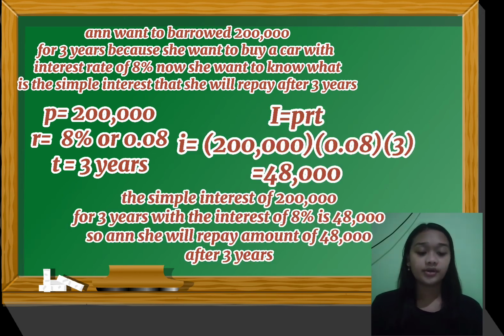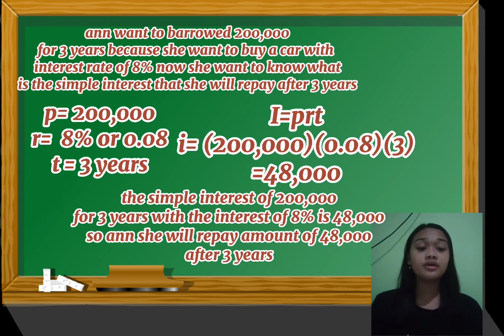Now let's write the formula. I is equal to PRT. So our I, or the simple interest, is the missing one. So I is equal to P, our P is 200,000, times R, our R is 0.08, times the time in years, which is T, equal to 3. So 200,000 times 0.08 times 3 is equal to 48,000.